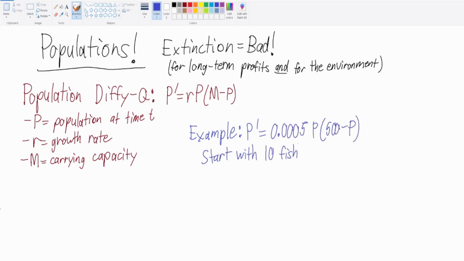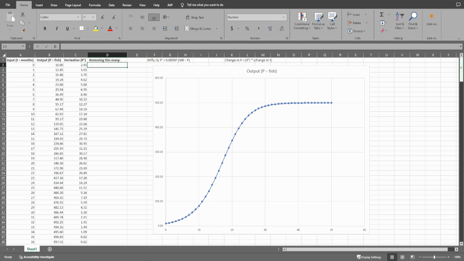So let's plug that into our Excel sheet. And for now, we won't be going in and harvesting the fish. Notice how the population starts off growing exponentially, but then it tapers off as it reaches the carrying capacity. So when we go to harvest, the population will be quick to recover. But if you harvest too much and too often, you risk extinction.